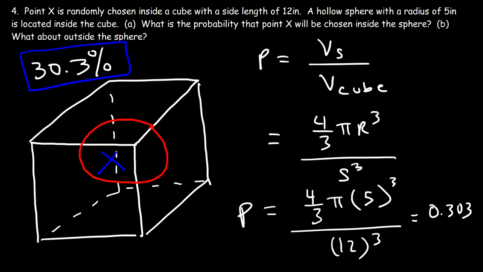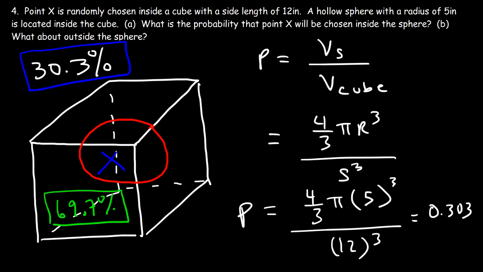So what about outside the sphere? Well, it's going to be 100 minus 30.3. So basically, the probability of point X lying outside the sphere is going to be 69.7%. Because the total probability has to add up to 100%, which is equal to 1.